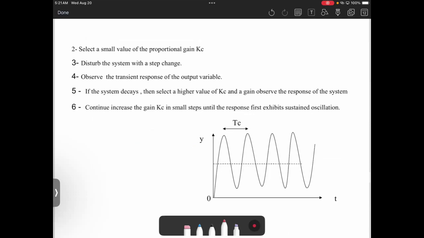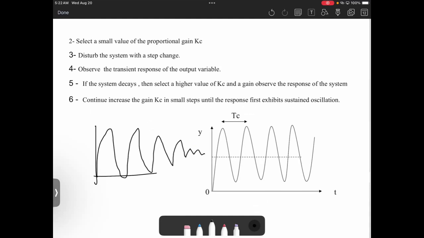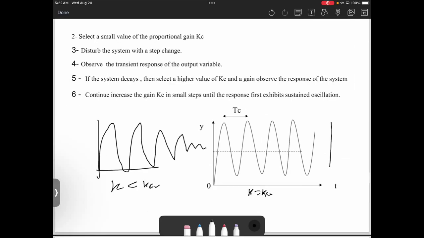Then after that, we will select a small value of K. Try to increase it step by step. Keep increasing it and monitor the outputs. If we realize the outputs decay with time, then this is not T critical. That's not K critical. If K is less than K critical, here, if K equals K critical, then the response, if K is larger than K critical, it will be what? Unstable. You see? Our target is to get this situation. Don't make it too high, K critical. Just try to increase step by step and observe.